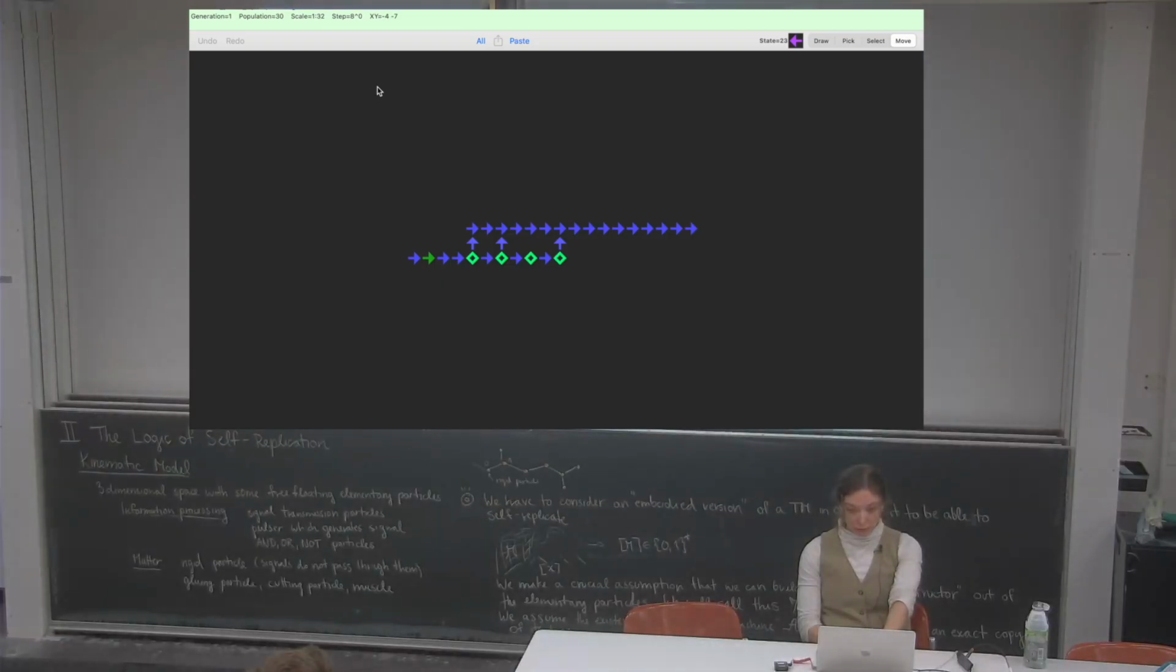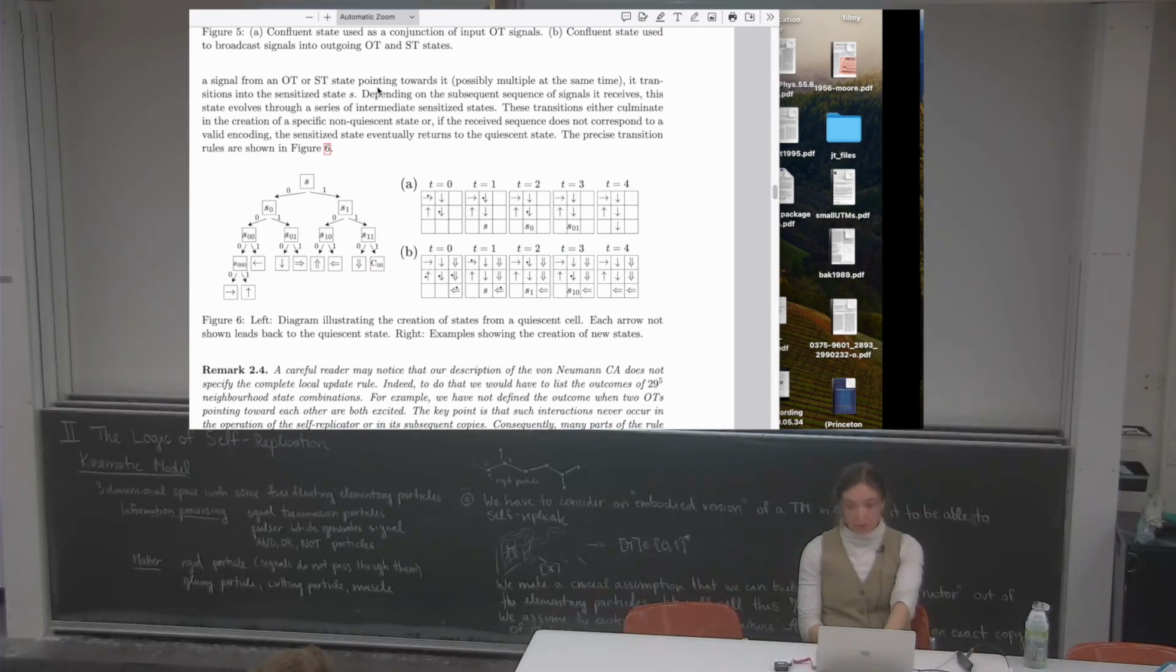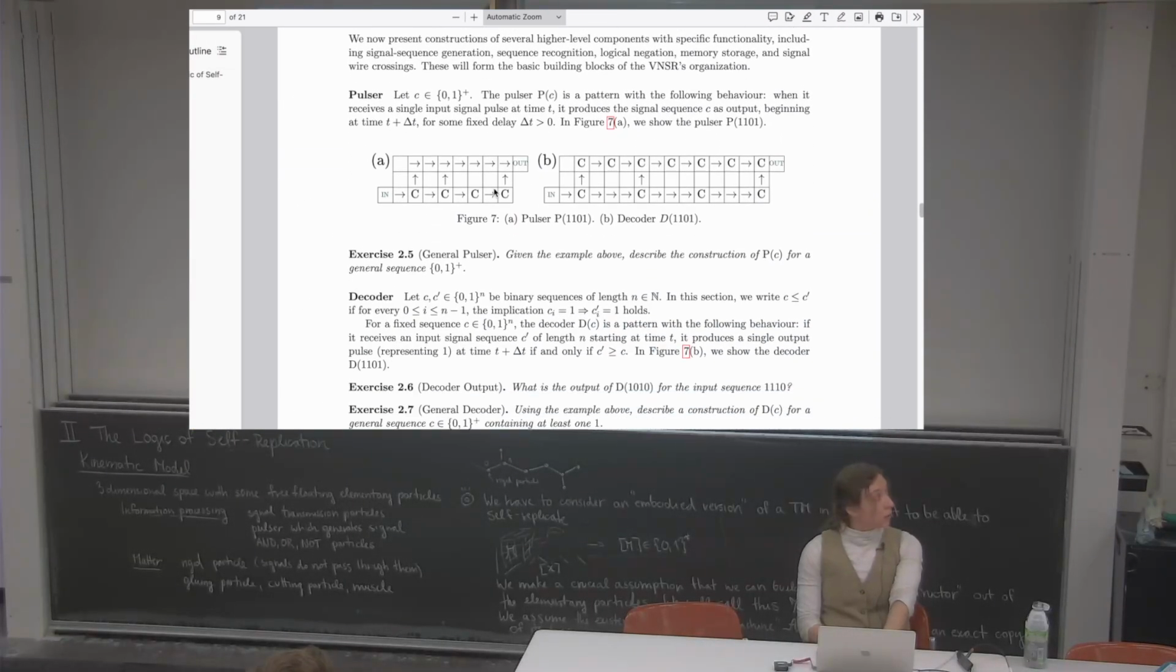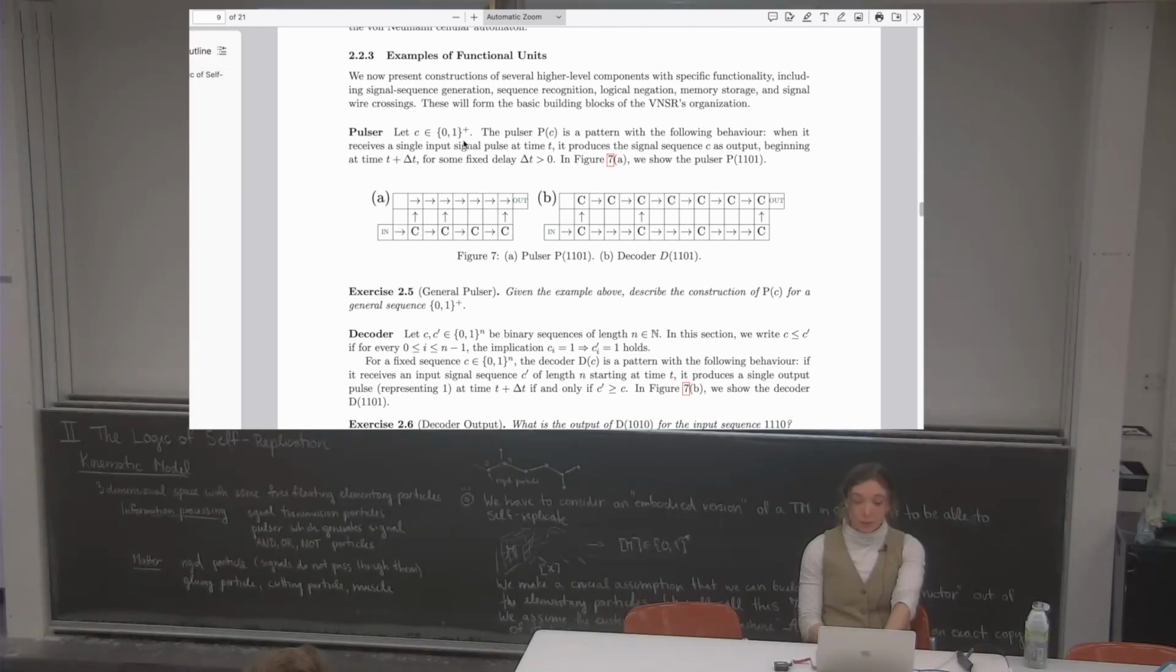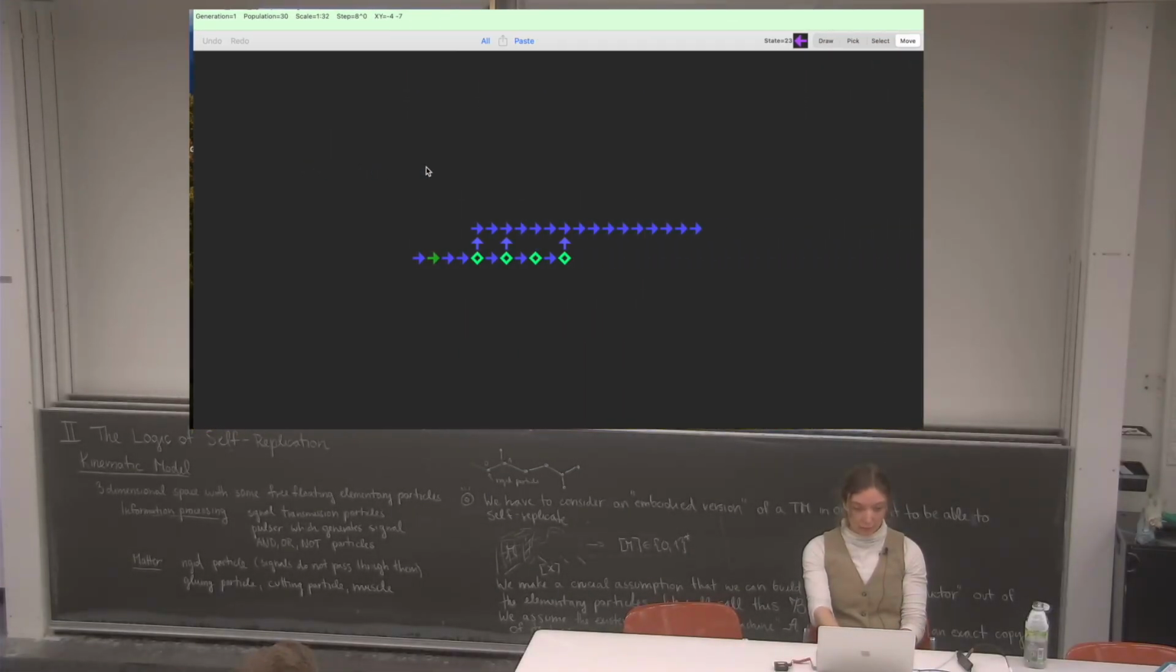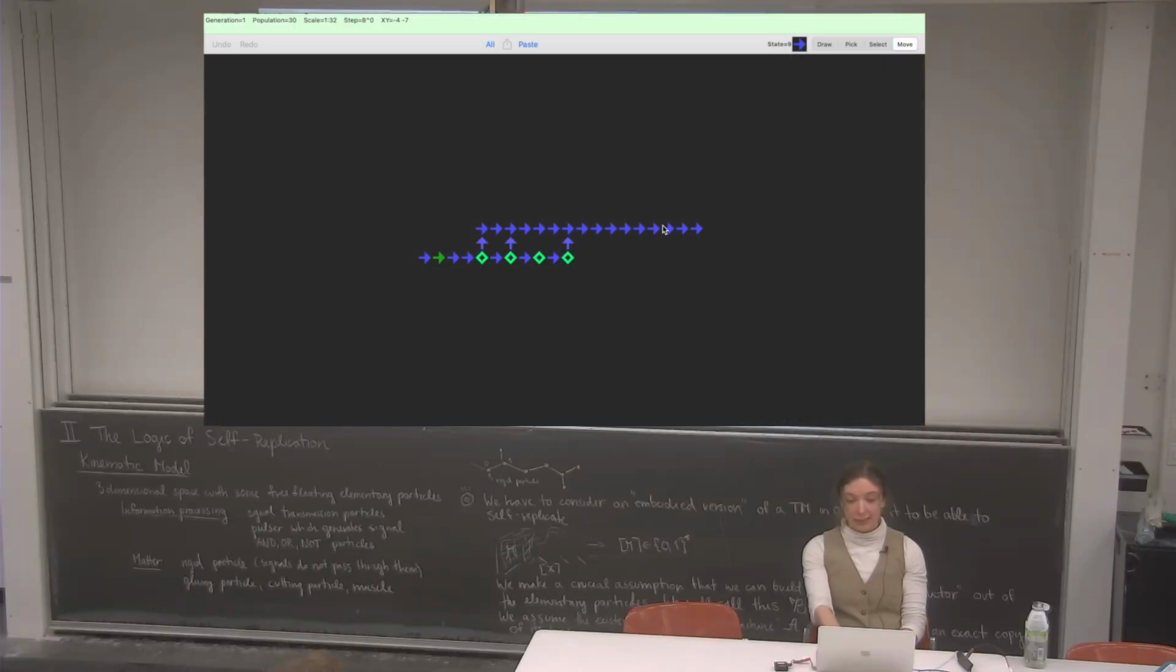Formally, it's defined in the lecture notes. Let C be a binary sequence, which is non-empty. The pulsar PC is a pattern with the following behavior. When it receives a single input signal pulse at time t, it produces the signal sequence C as output at some t plus delta t, for some fixed delta. In this particular case, this pulsar corresponds to the sequence 1, 1, 0, 1.